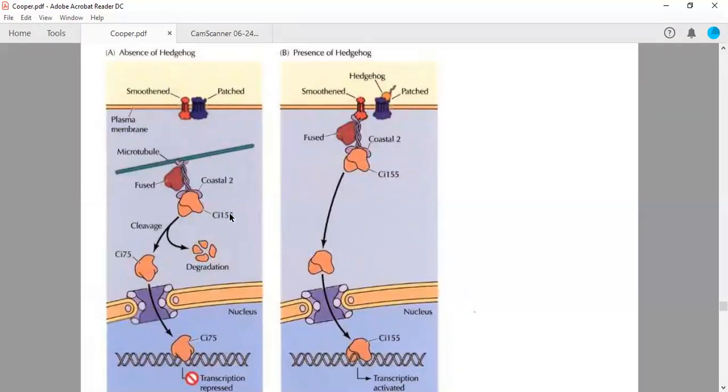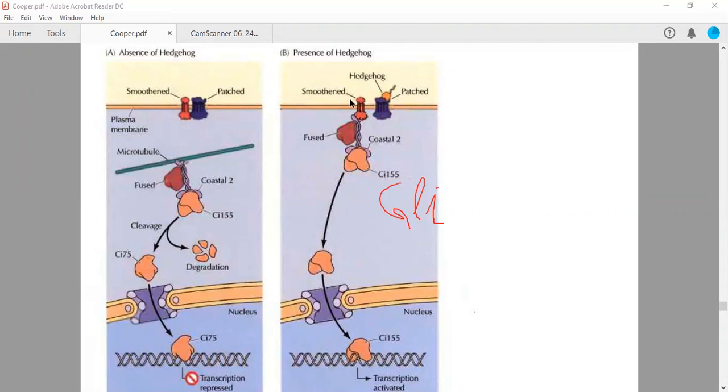Actually, CI-155 is present in Drosophila. In humans, the same role is played by another protein called GLI. This is not GLA; some students may be from GLA, but this is GLI. So in humans, this GLI protein is present, and it has the same role that is played by CI-155 in Drosophila.